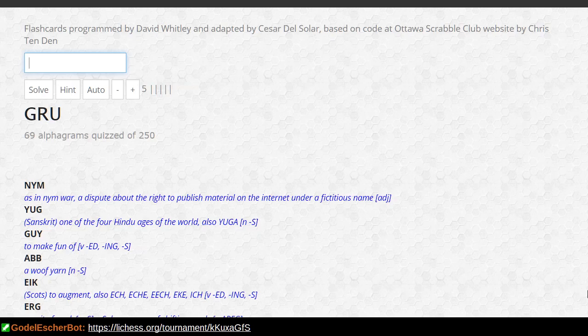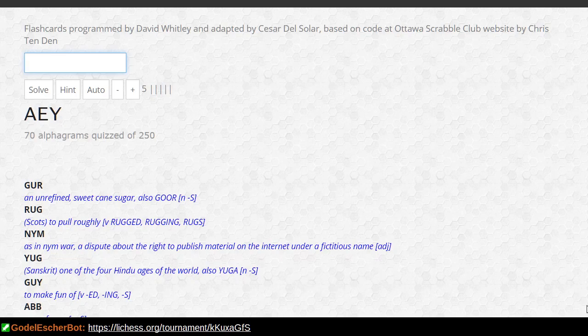Really? And this isn't even colloquial or attributed to any kind of special dictionary. It's just an internationally accepted word that's not in US English. We all know rug. So what's gur? Sweet cane sugar, also gore. We all know I. We all know yay.